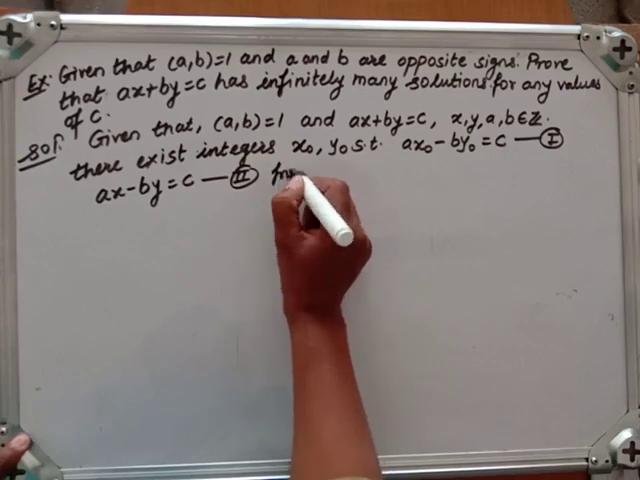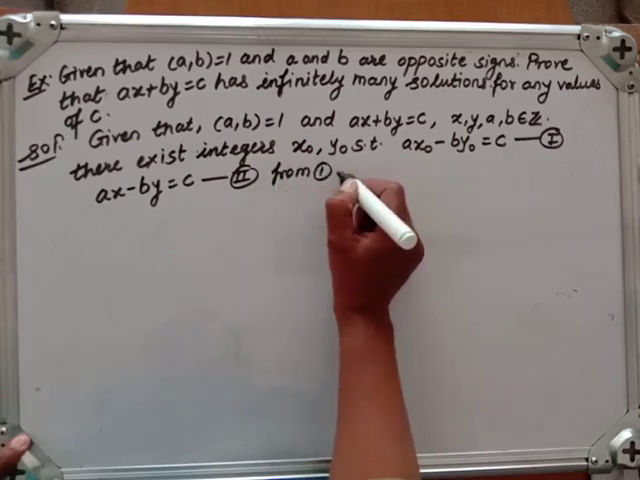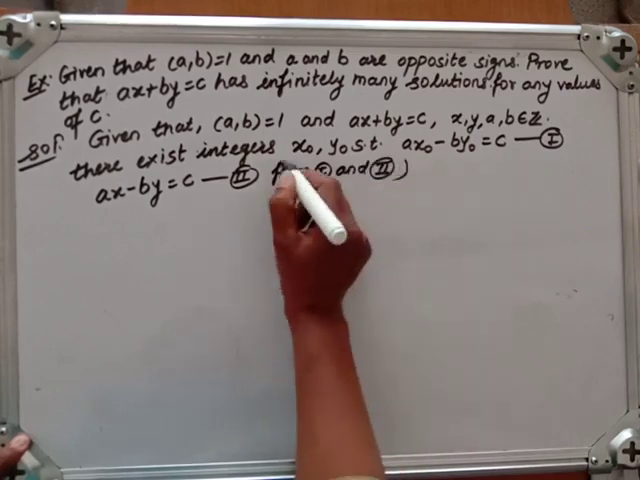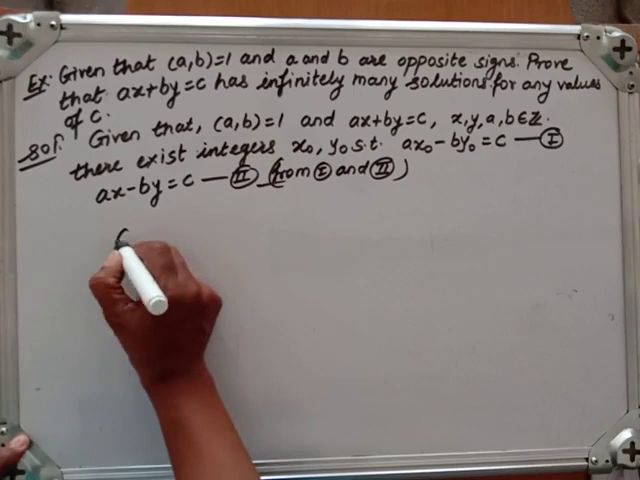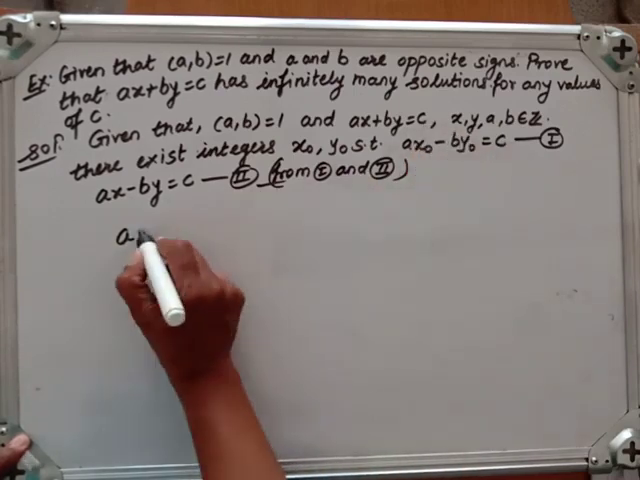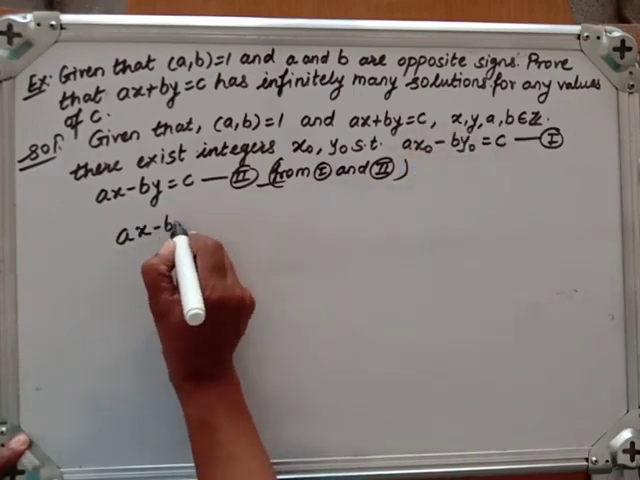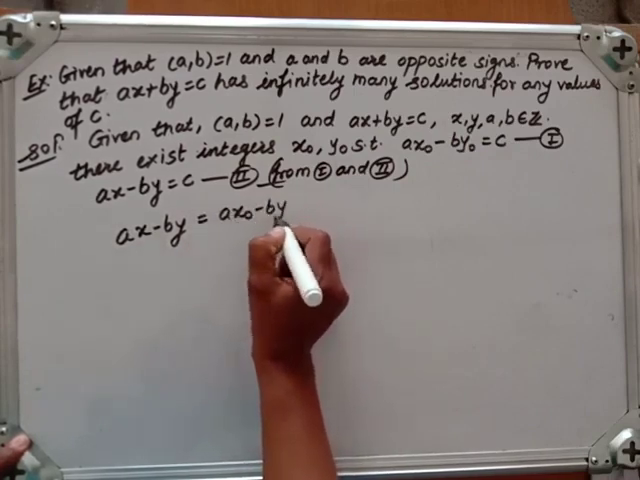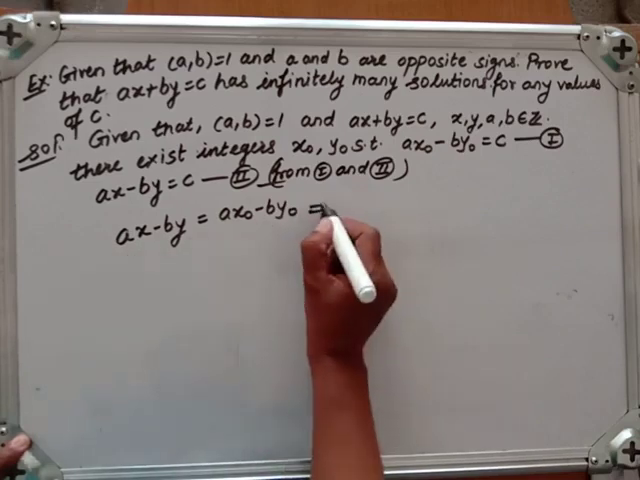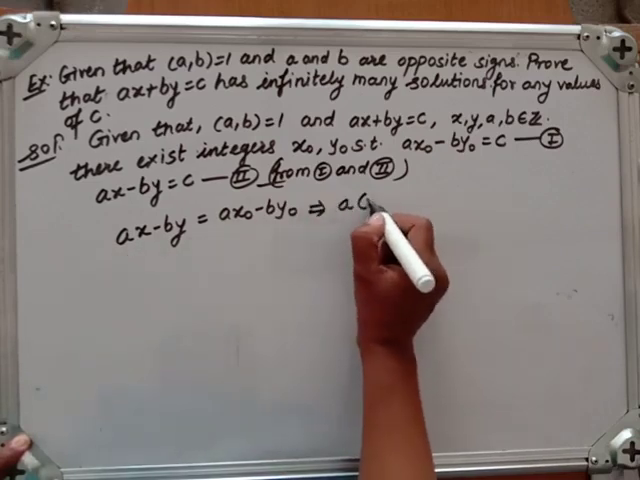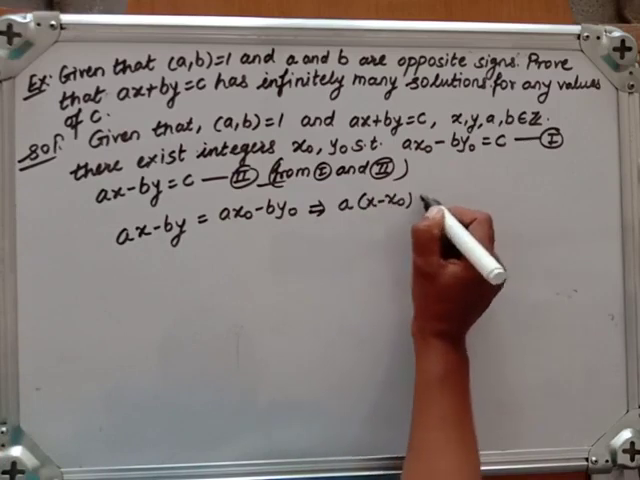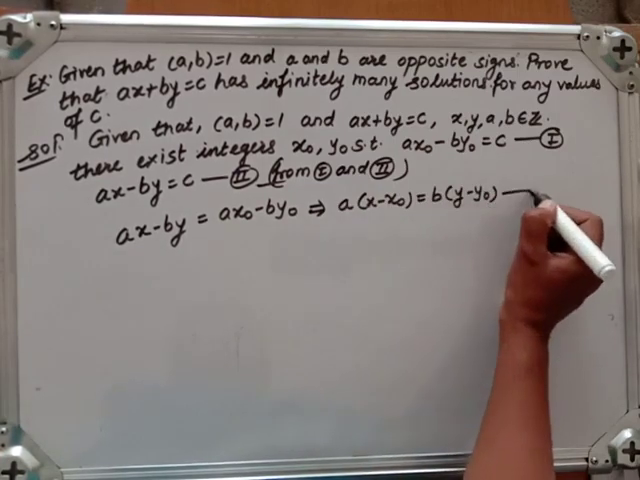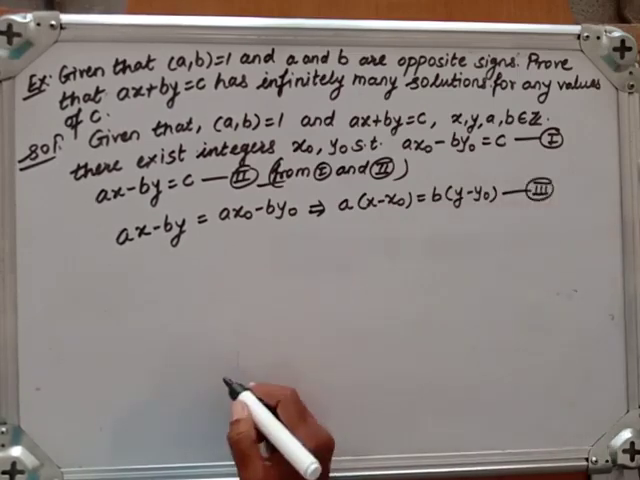From 1 and 2, you can write this also. Now both are equivalent to C. So Ax minus By is equal to Ax0 minus By0. So this gives us A into x minus x0 equal to B into y minus y0. Call it equation number 3.